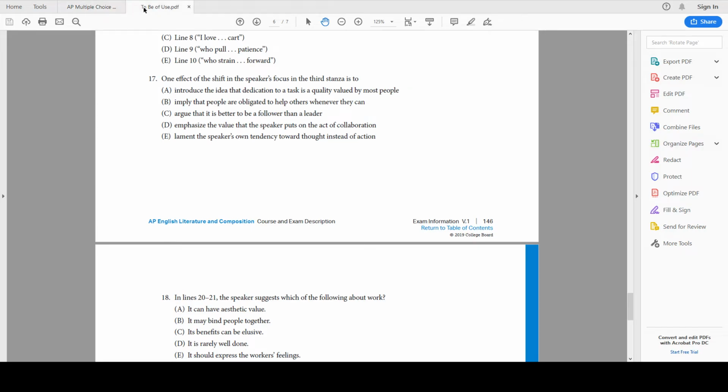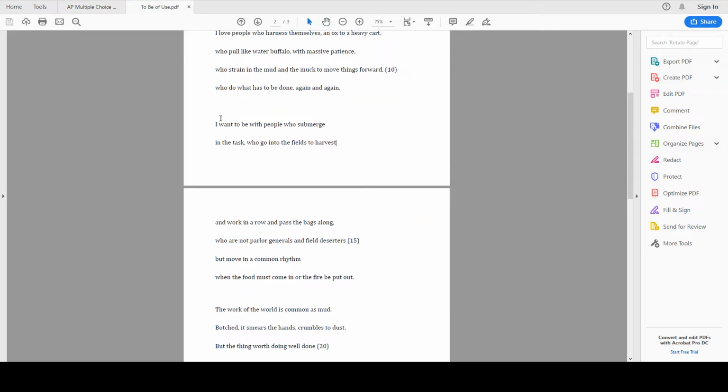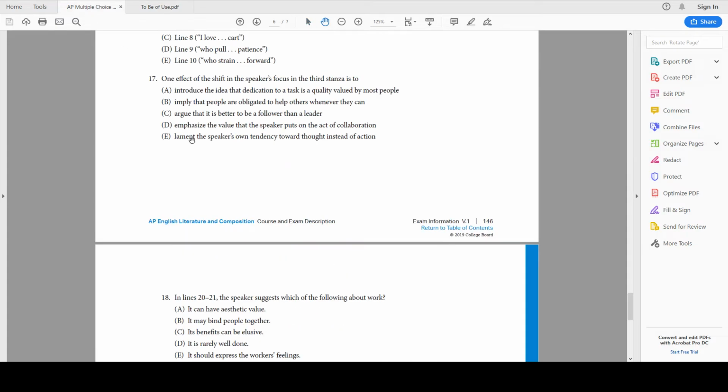That's tempting. The third stanza is about working as a group, but it's not exactly clear whether there are any leaders or followers. It's more about working in a common rhythm or passing and working in a row and passing the bags along. So though that's tempting, because groups generally have followers and they have leaders, that's not what the passage says. D, emphasize the value that the speaker puts on the act of collaboration.